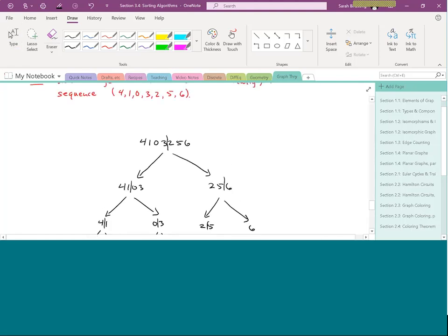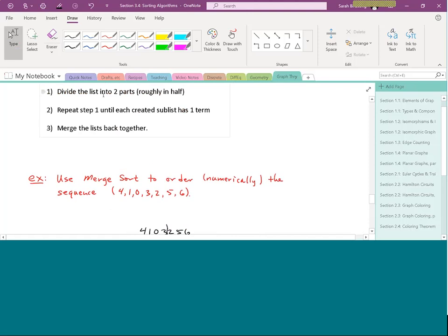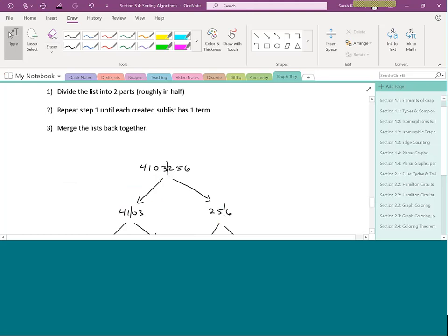Okay. So remind ourselves, steps 1 and 2. We got the list into 2 parts roughly in half and created new sublists. We kept repeating this until we got sublists that only had 1 term. Done. So the next thing is we're going to merge these guys back together.